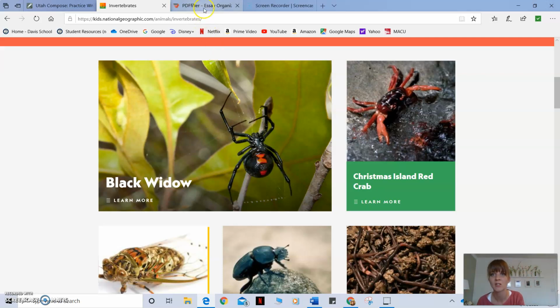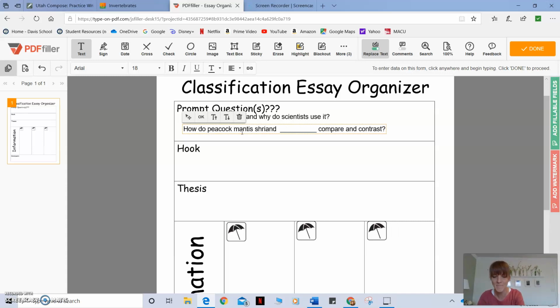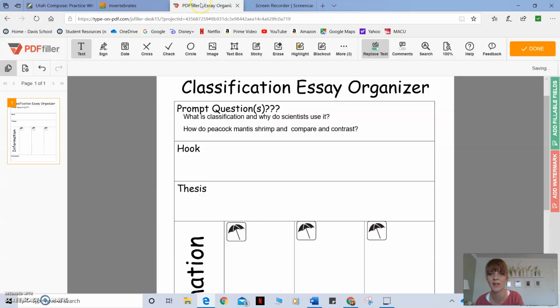Okay, I've decided. So I'm going to go back to my essay organizer, make your decision, and instead of blanks, I'm going to erase those. How do peacock mantis shrimp and, what is it called? Christmas something. Let me check. Christmas Island red crab.